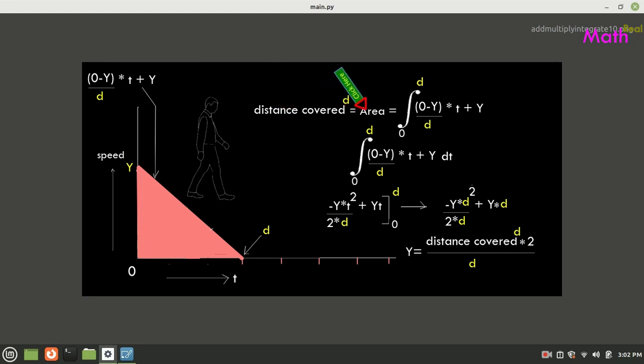So area I know. How much distance covered? That is 0. So the equation of the line is 0, this is the final point, beginning point. So 0 minus y by d into t plus y. So this is the intercept.